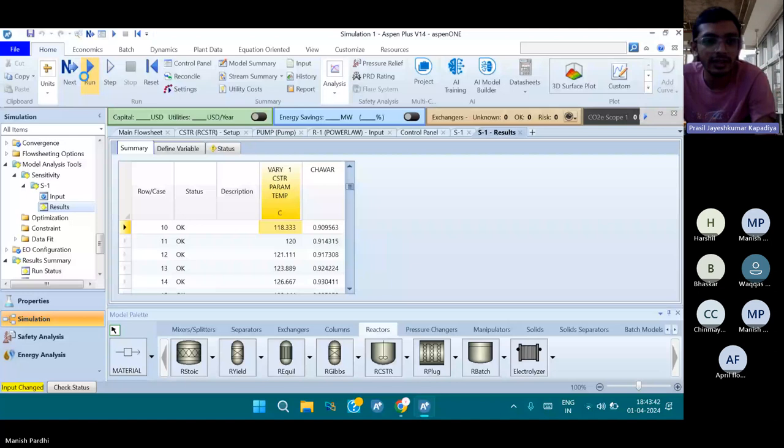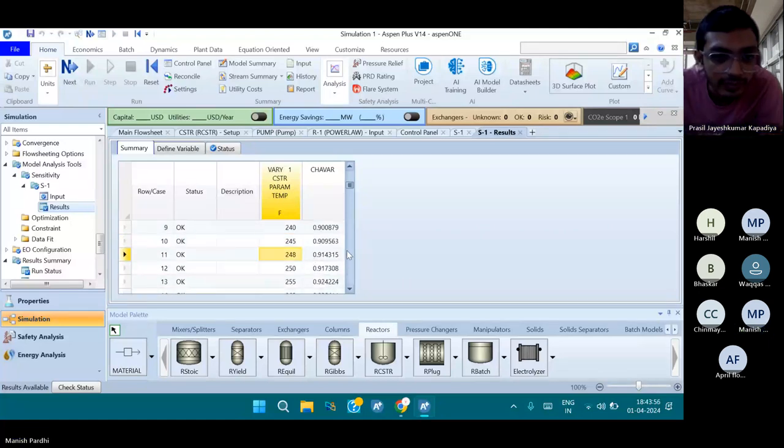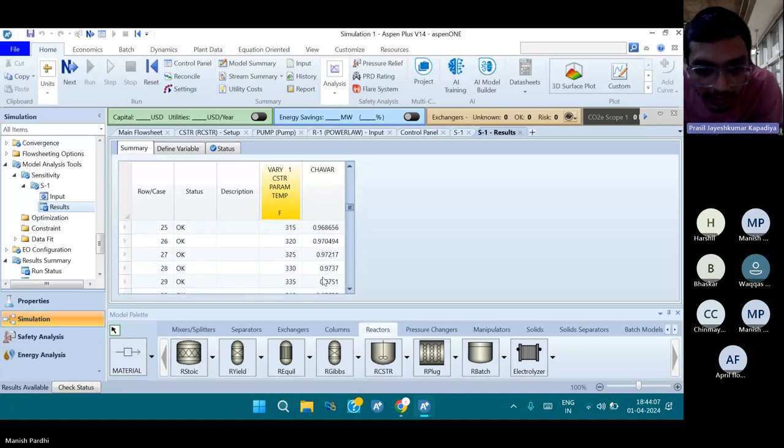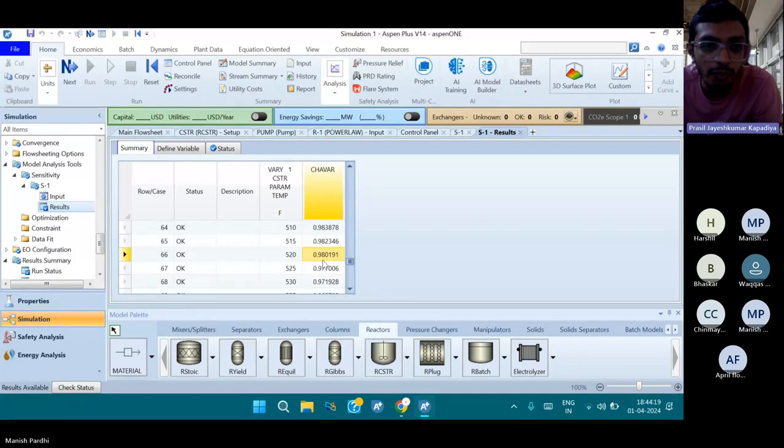So let's see what we are getting. Go below. Yes, at 248 Fahrenheit we are getting 91% mole fraction, 0.91. Okay, we are getting the maximum amount. Go below, go till the end. What are you getting? 0.9 is decreasing. 510 is the point where it is giving us 98.38 mole fraction of this component, cyclohexylamine.